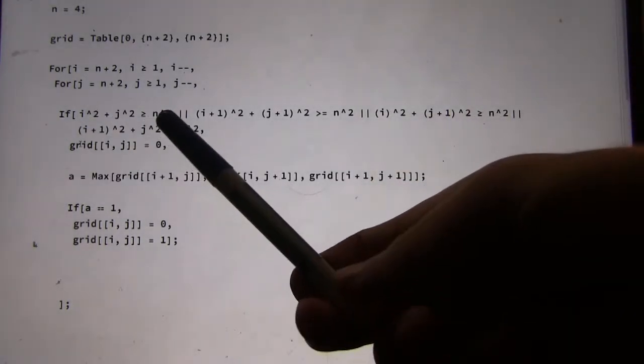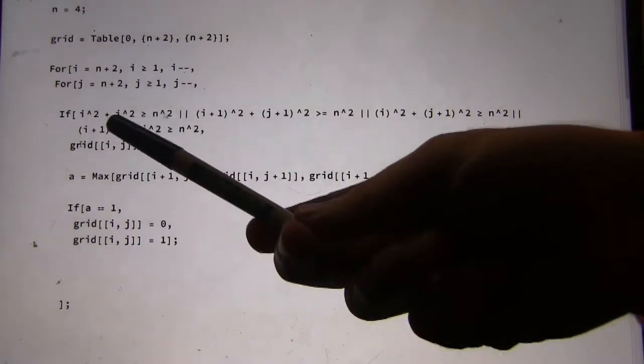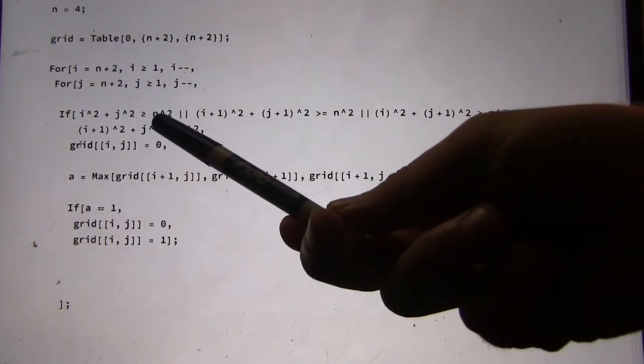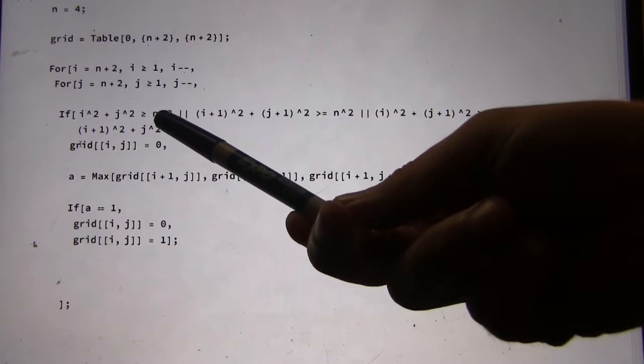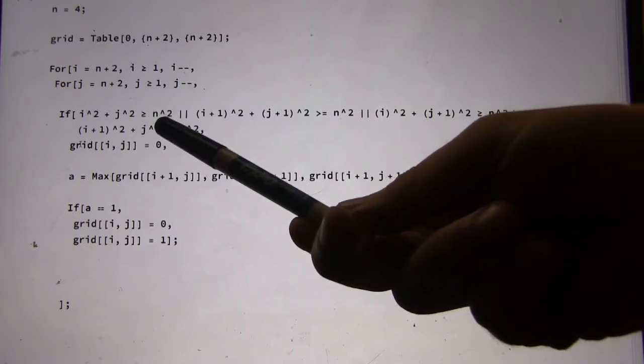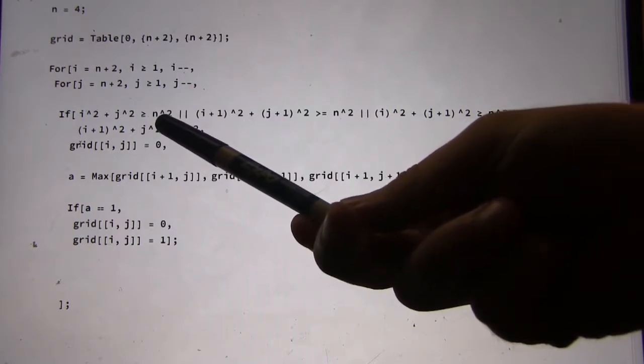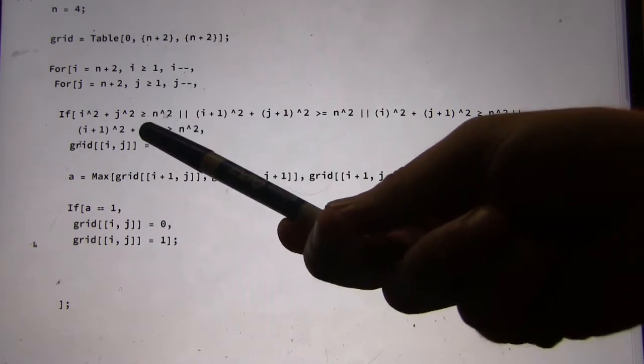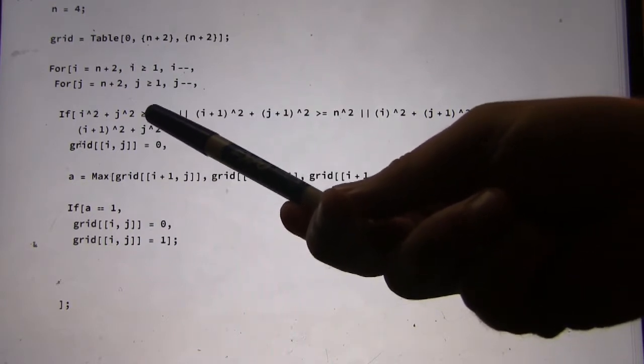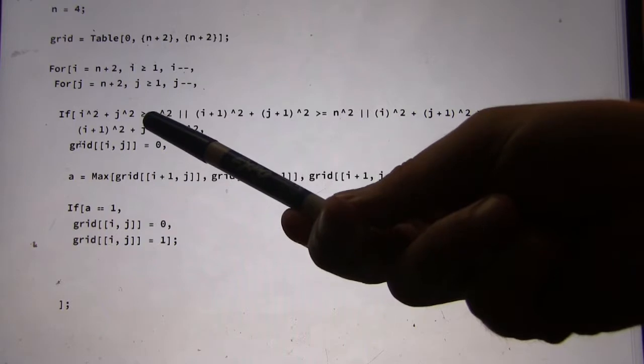So the first thing I did is check if i squared plus j squared is greater than or equal to n squared. So what's that checking? It's checking if it's inside or outside the circle. And greater than or equal to means that there was one other possibility. So it's actually on the circle.